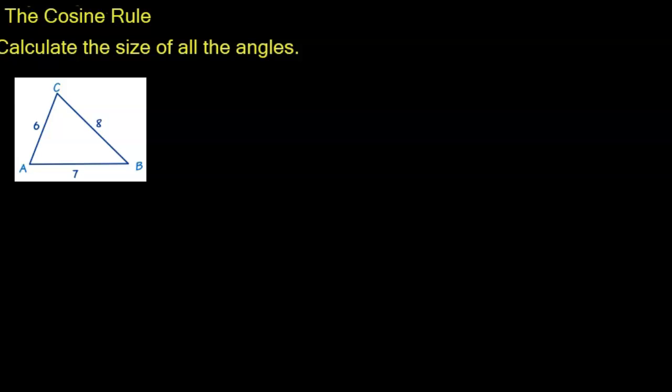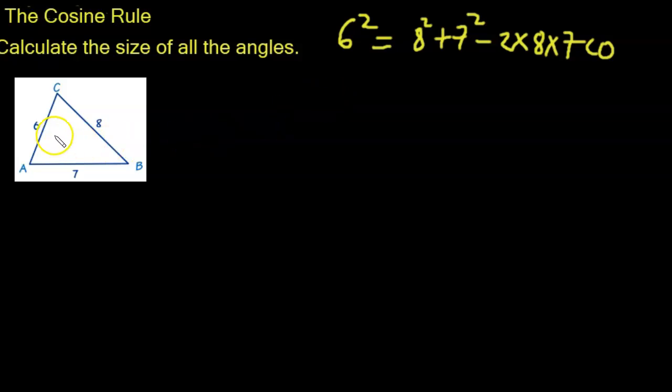Now, how does the cosine rule work? We select any side. Let me begin with the 6. We square the 6. So 6 squared is equal to the sum of the other two sides squared, which would be 8 squared plus 7 squared, minus 2 times these same two sides, 8 times 7, cos the angle formed by the 8 and the 7. We say cos the angle opposite to the 6, the side you begin with. So that's cos B.